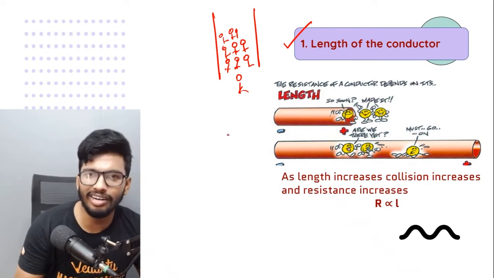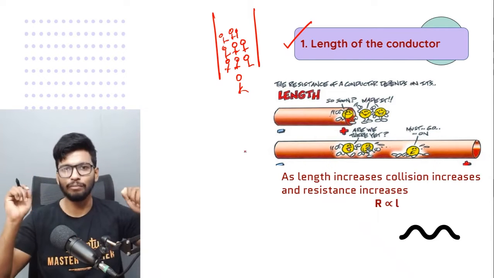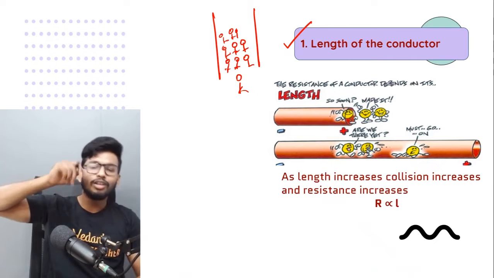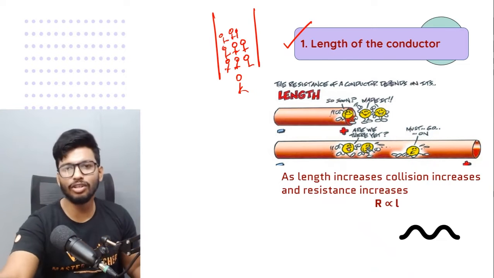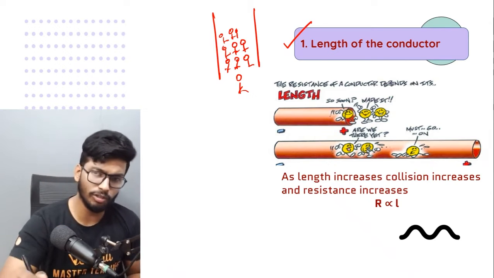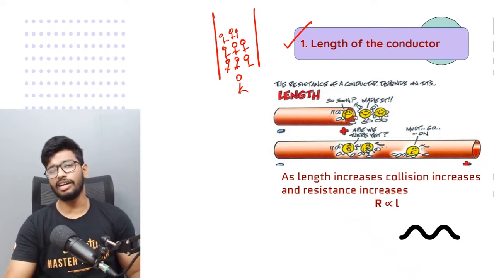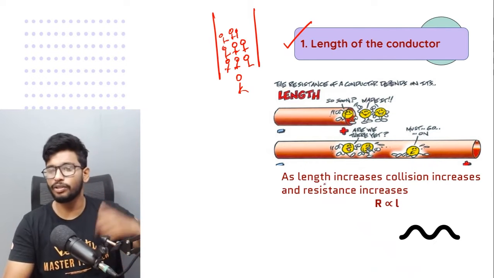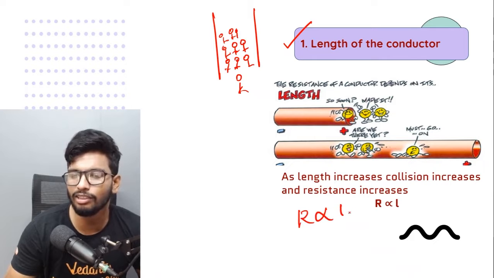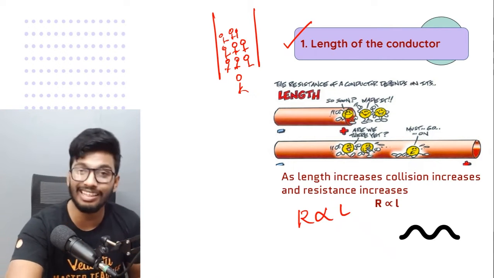So instead of 100 meters, let's say I have to travel 200 meters and the crowd is exactly the same. But I have to travel 200 meters now, so it'll take more time and there'll be more collisions. So length of the conductor is one of the major factors that resistance depends on. More the length of the conductor, more the number of collisions, which means electrons take more time to reach from one point to another. Mathematically speaking, resistance is directly proportional to L, the length of the conductor.